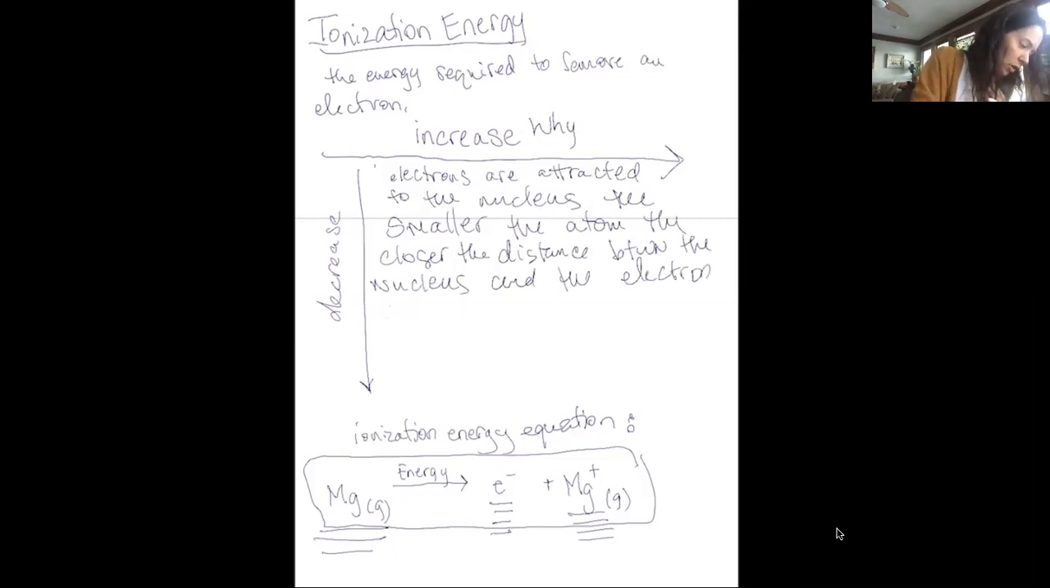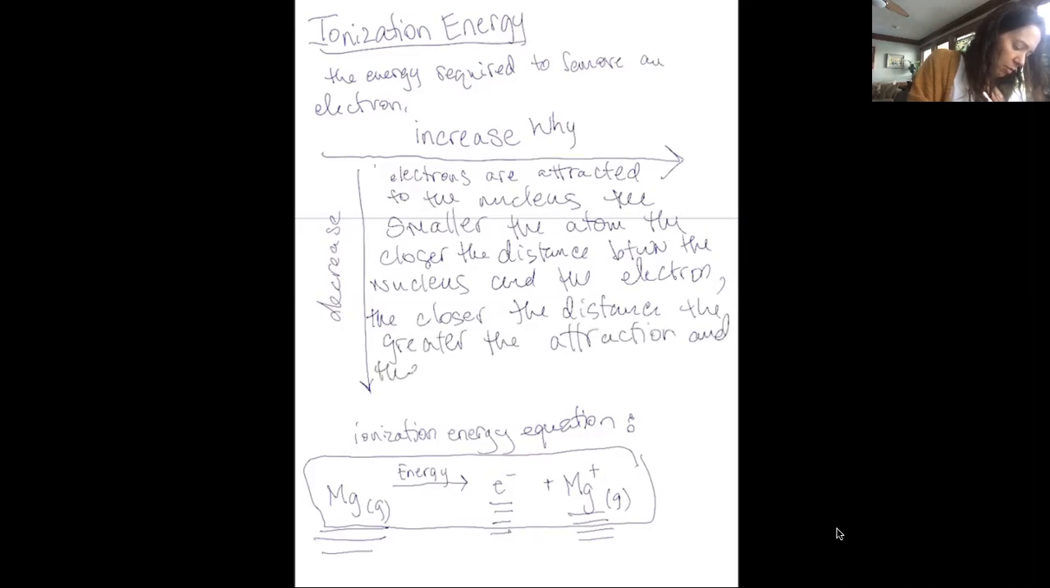Or let's go like this. Electrons are attracted to the nucleus. The smaller the atom, the closer the distance between the nucleus and the electron. The closer the distance, the greater the attraction, right? And the greater the ionization energy, and the more energy required to remove the electron, all right?